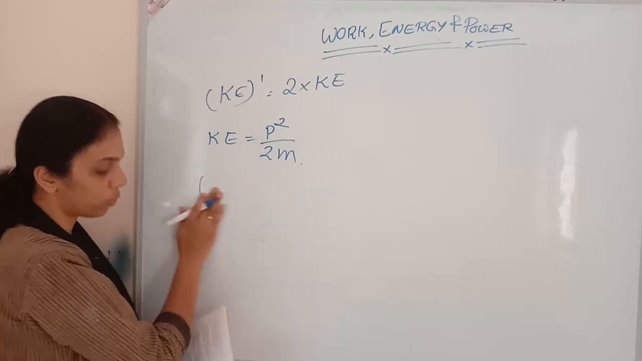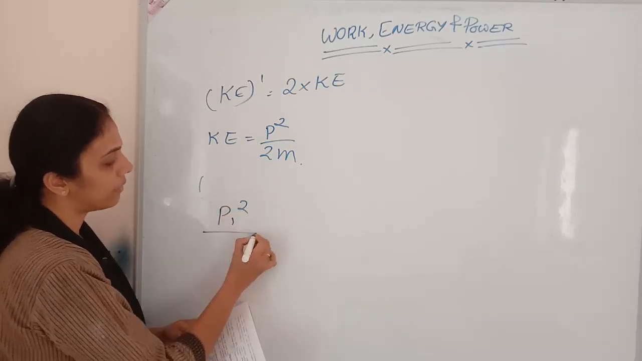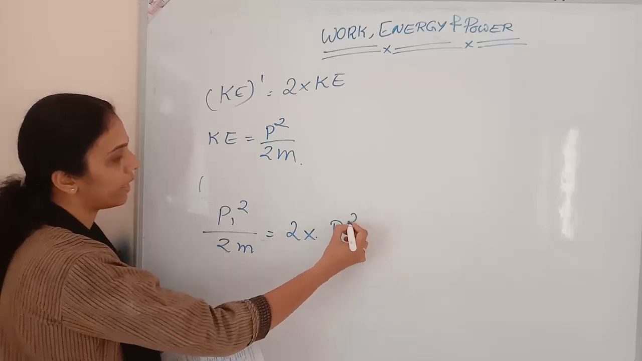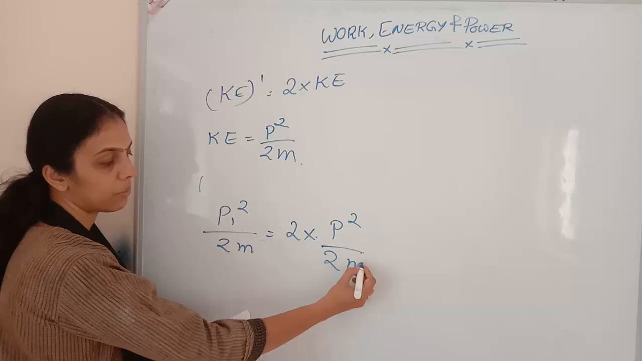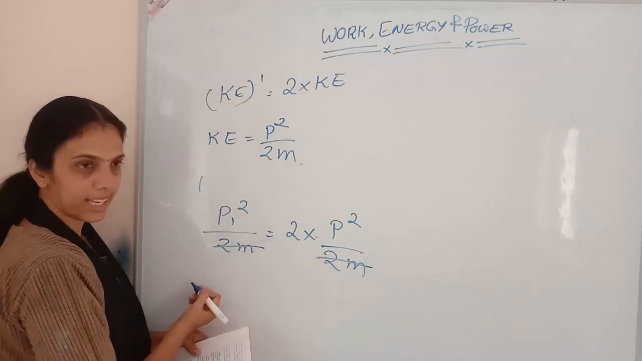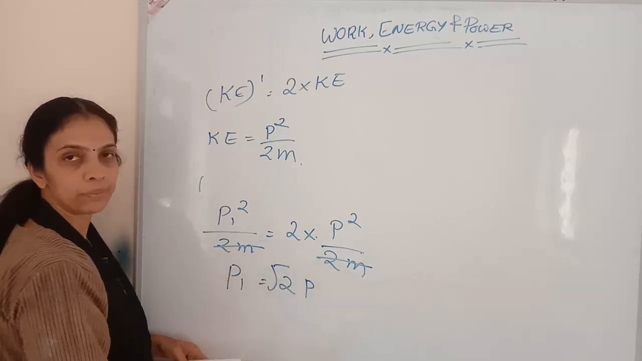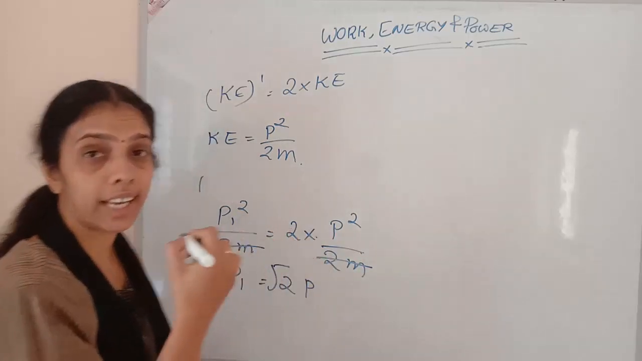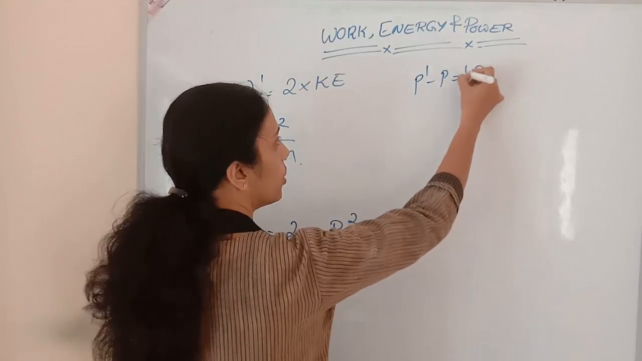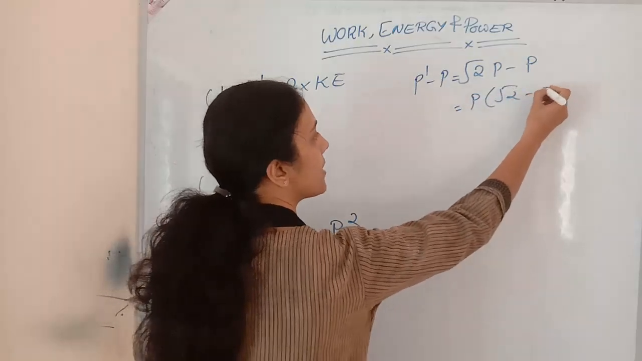So I can substitute it over there. Of a body. So P1 square divided by 2m will be equal to 2 into P square divided by 2m. Same body, right? So like this we will be getting. So here 2m and 2m will get cancelled. P1 square equals 2 P square, so P1 equals root 2 into P. Okay, what is the percentage change only it is asked, right? So P dash minus P will be equal to root 2P minus P, P into root 2 minus 1.